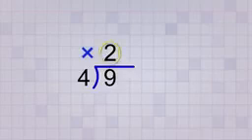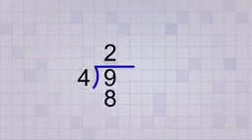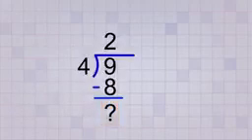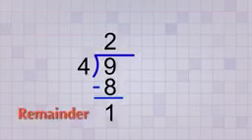2 goes in the answer spot, and then we do our multiplication procedure. We multiply that 2 by the 4, and we get 8. Then we write the 8 below the 9 so we can subtract it and find our remainder. 9 minus 8 equals 1. So that means our remainder is 1.